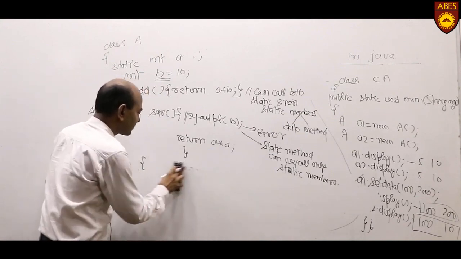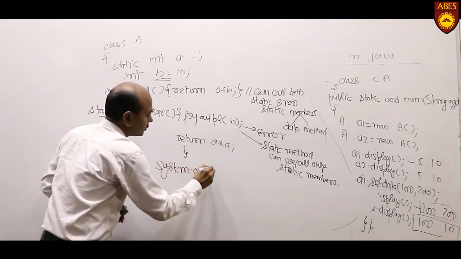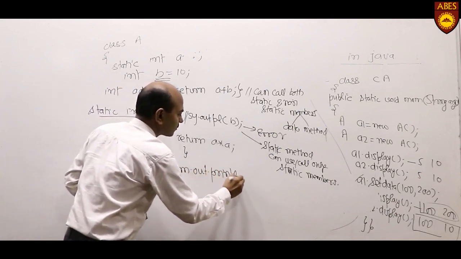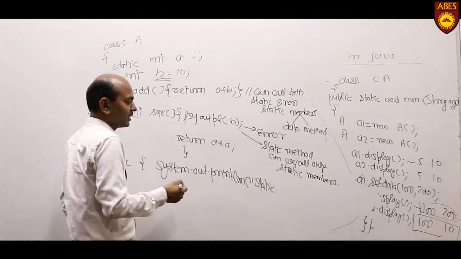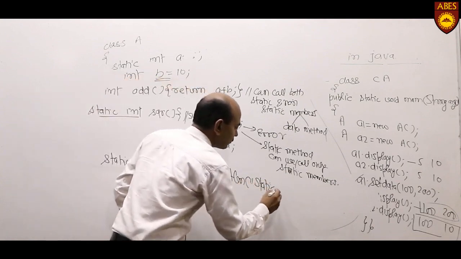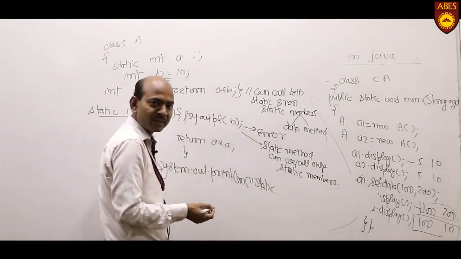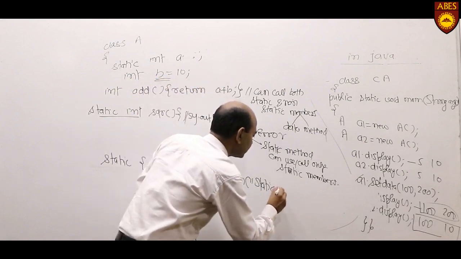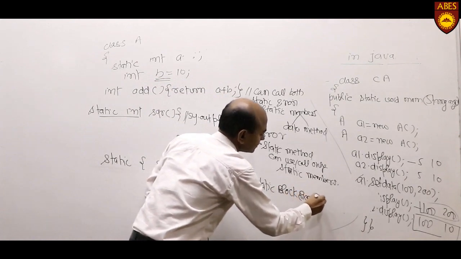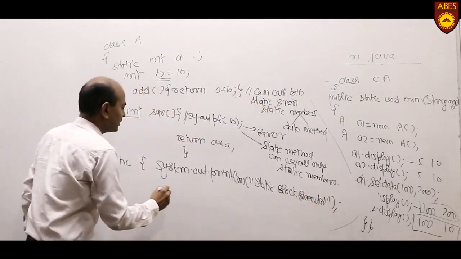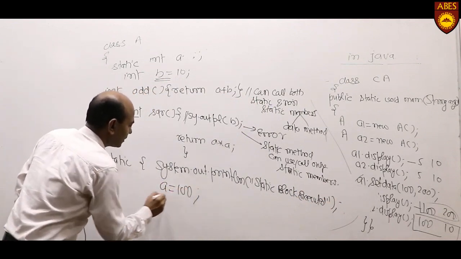Here I can write one more statement so that I can understand. System.out.println "static block executed". With the help of this line, we can understand when the static block is executed, that is, whether it is executed before main or after main. And now I can give value to a only. Say I am giving 100.